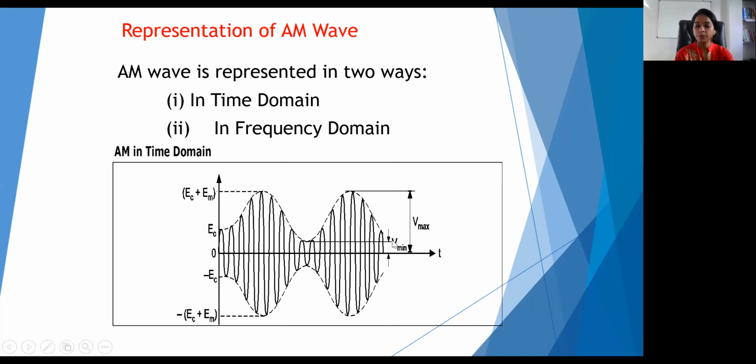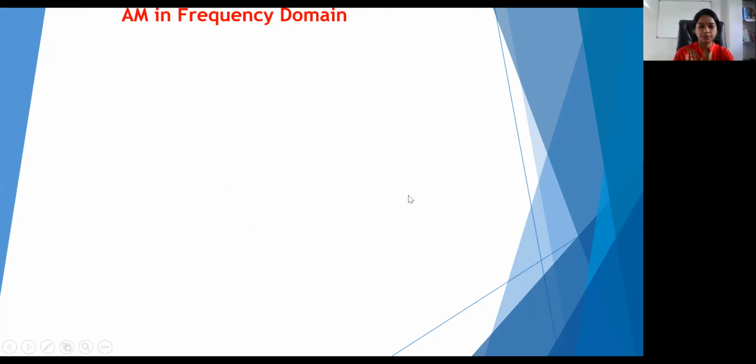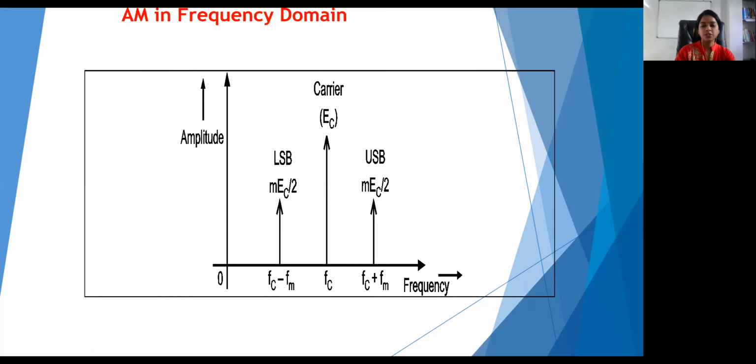Voltage minimum, this is amplitude minimum, this is amplitude maximum. Then how do we represent an amplitude modulated wave in the frequency domain? So this is the representation. This can be asked as a 1 mark question: represent amplitude modulated wave in frequency domain.